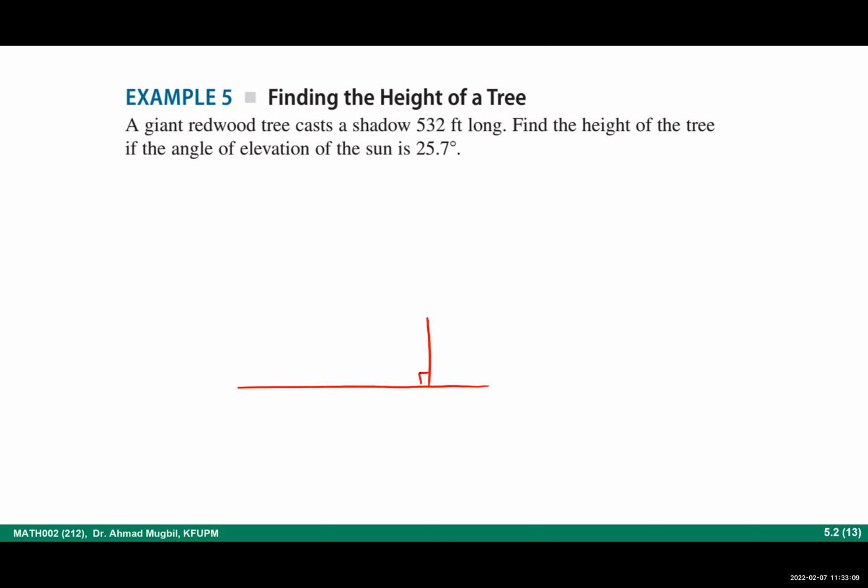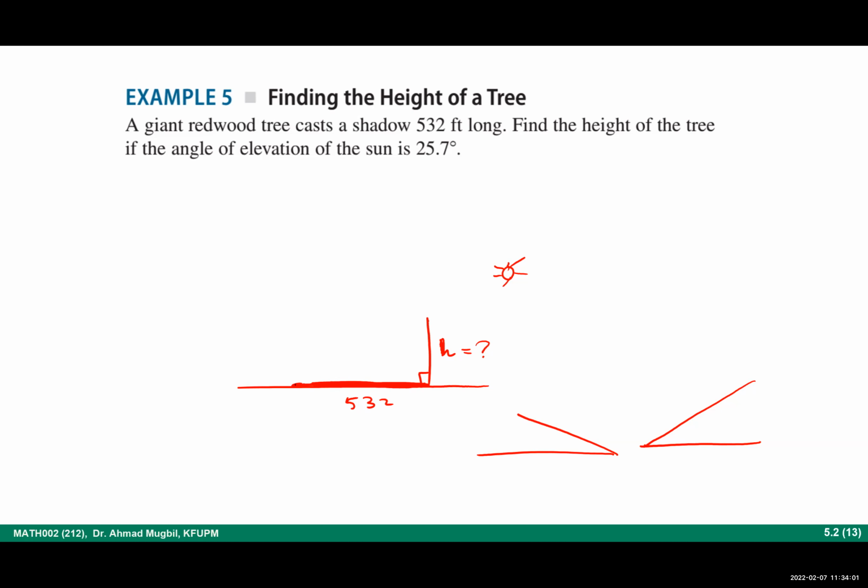Now, when we have a shadow, we have a sun. Let's assume that the sun is here. The shadow of the tree will be here. So what is the length of the shadow? 532 feet. Find the height of the tree. Let's call it H. We need to find H. If the angle of elevation to the sun is 25.7 degrees, where will we sketch the angle of elevation? Imagine that you are looking at the sun. It will be something like this, so it is angle of elevation.